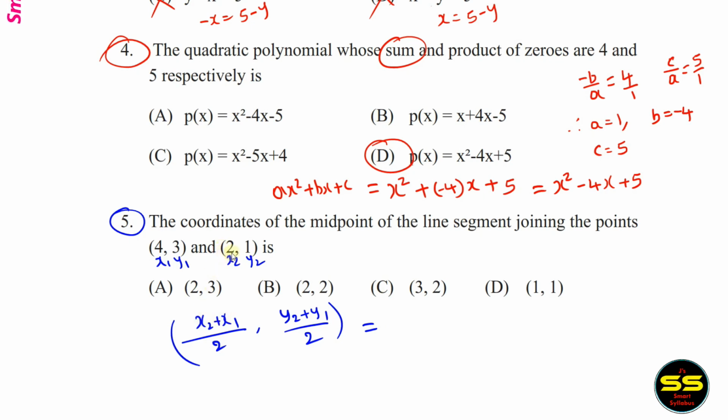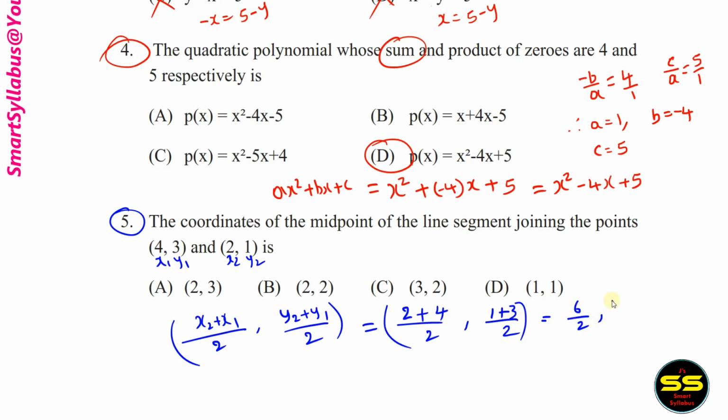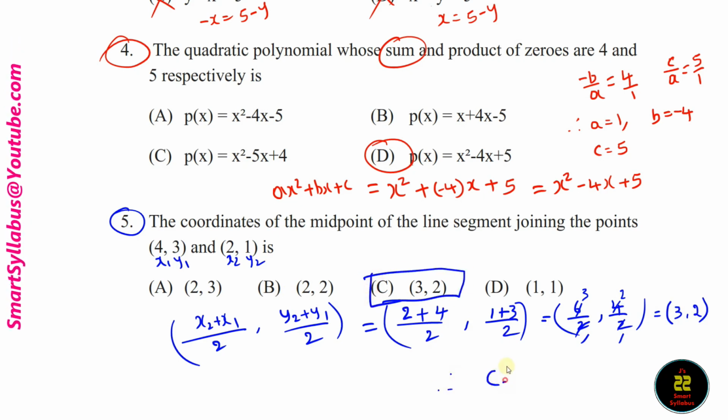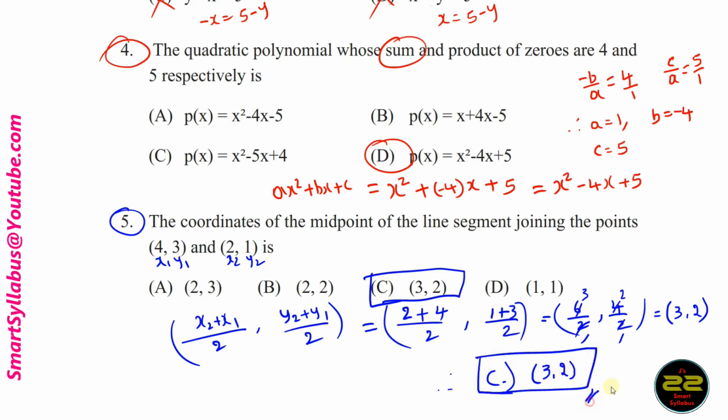So x2 is 2 plus x1 is, as you can see here, 4, by 2. The other side, y2 is 1 plus y1 is 3, by 2. That is equal to 4 plus 2, 6 by 2, and 3 plus 1 is 4 by 2. Can we divide the numbers? Yes, of course. 2 threes are 6, 2 twos are 4, it means the coordinates are (3, 2). So just check which option has this coordinate. Yes, it's option C. It means option C, (3, 2), is the correct answer.